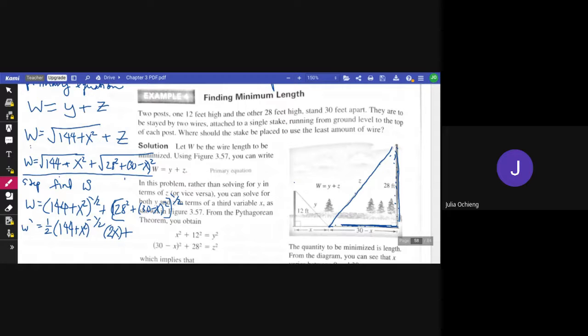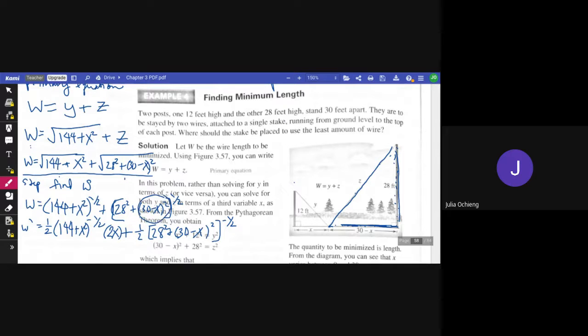Plus, again, I'm going to consider this whole thing one expression, one variable. I'm going to take the derivative of it. So I'm going to take that 1/2 times (28 squared plus (30 minus x) squared) to the negative 1/2. And then I'm going to take the derivative of this inner part. Well, the derivative of 28 squared is just 0, so I don't need to do that part.